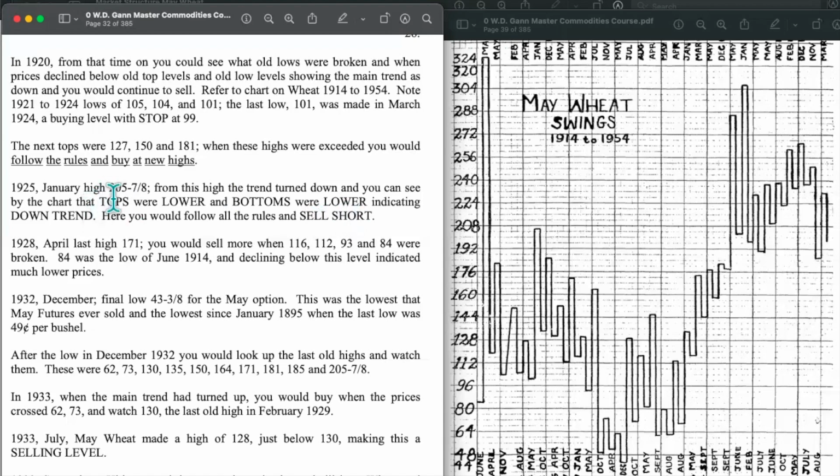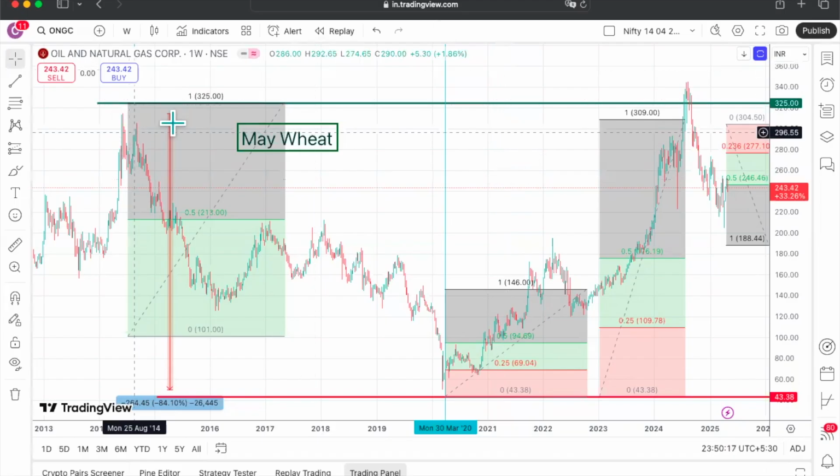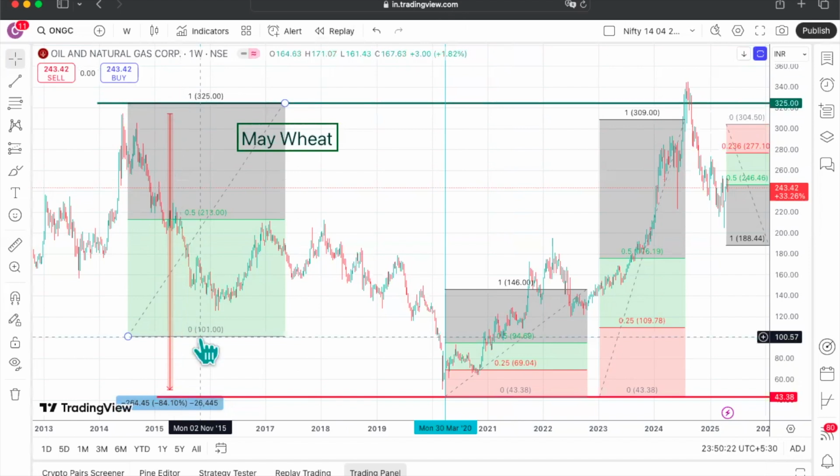Now, why did he specifically talk about selling at these specific levels? Because this top was being taken out initially, then this top was taken out, then this top was taken out, so it was creating higher high, higher high, higher high. So technically it should be moving up, but why did Gann say that this is a selling point? So let's look at the chart and try to find out what exactly happened. Now if I look at the high of 325 and the low of 101, and if you look at the 50% level, that comes to 280.